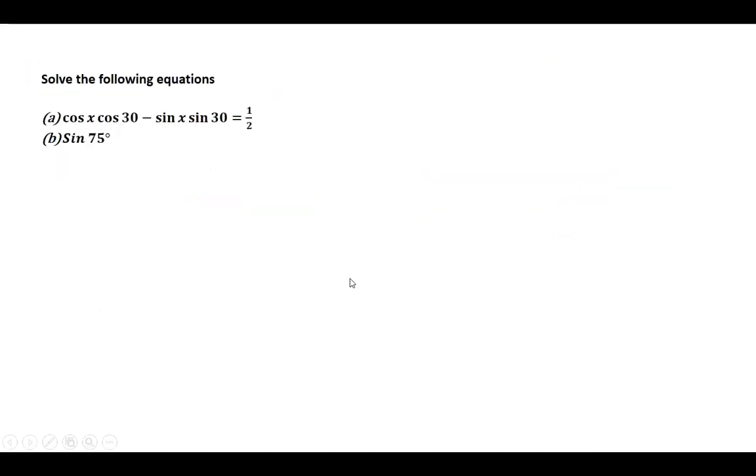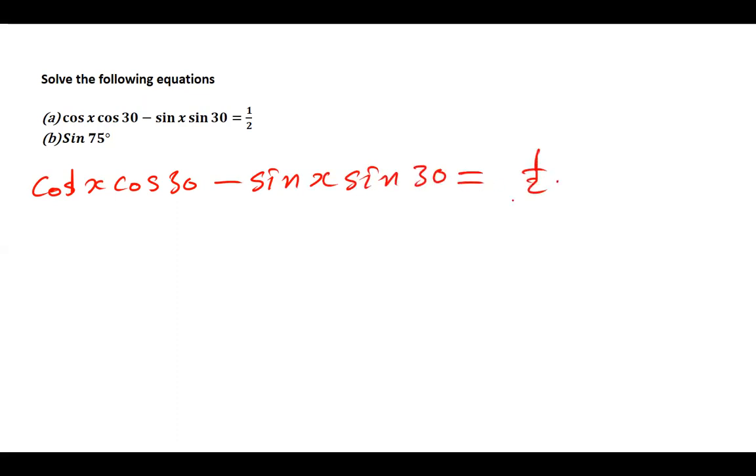All right, so let's look at this question. This is the first one here, a question from your assignment. This one says cos x cos 30 minus sine x sine 30 is equal to 1 over 2.